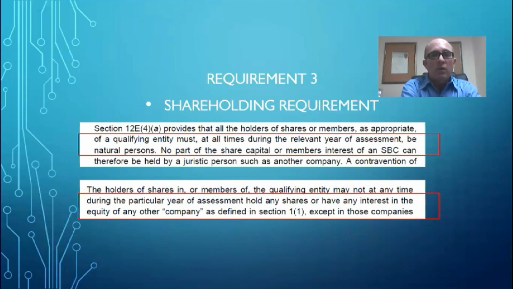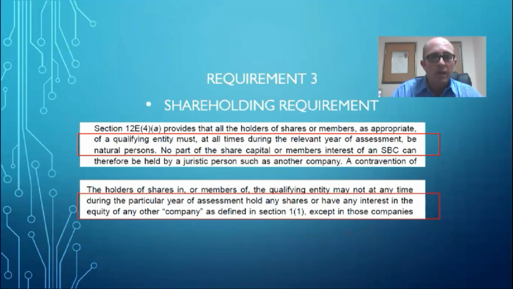The third requirement, they talk about a shareholder requirement, and you can see I marked it in red over there. So the qualifying entity must, during the relevant year of assessment, be a natural person. No part of share capital or members' interest of a small business corporation can be held by a juristic person such as another company. So that's really important. So any shareholders in the company that you want to try and qualify, it has to be natural people. So if you have one company that owns another company, then that company cannot qualify as a small business corporation. So be careful here.